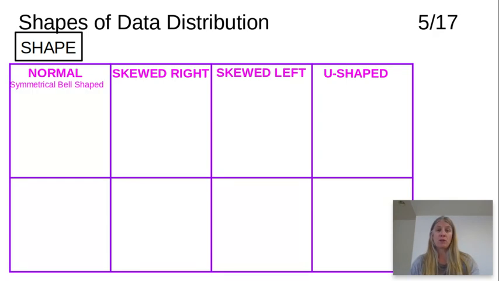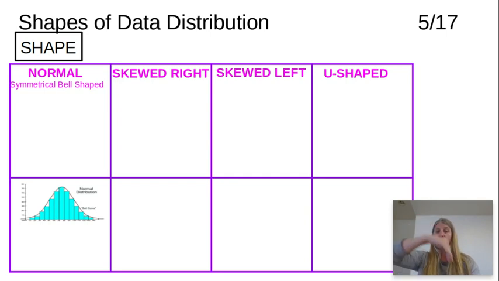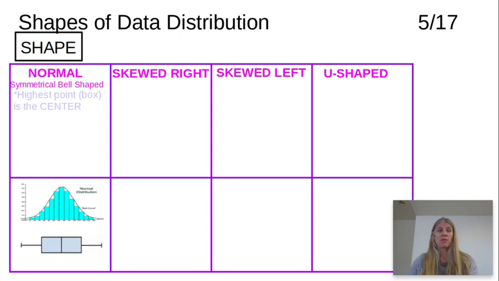Normal is symmetrical, which means it's the same on both sides, and it's bell-shaped. This is what it looks like on the bottom when we look at a normal distribution. It's a smooth curve, and if we were to fold it in half, it would meet on either side. And this is what a box and whisker plot looks like with a normal distribution. We have a normal size box, and both sides of the box are even, which means it's cut in half, and some normal size whiskers on either side.